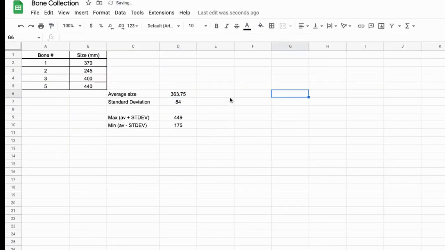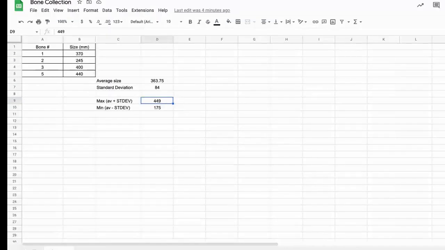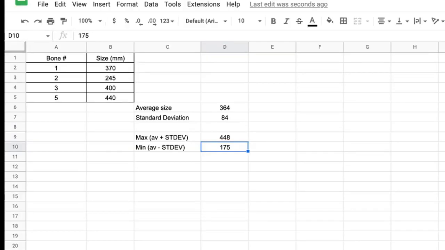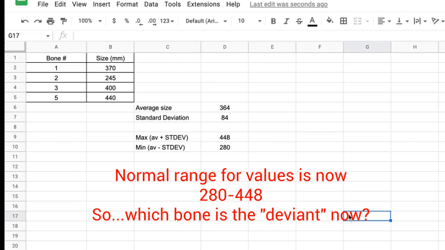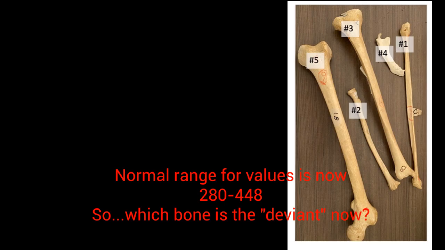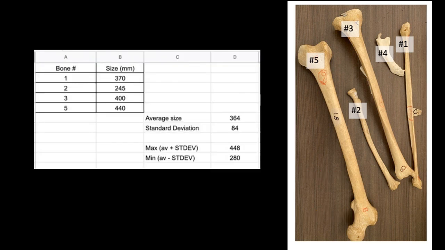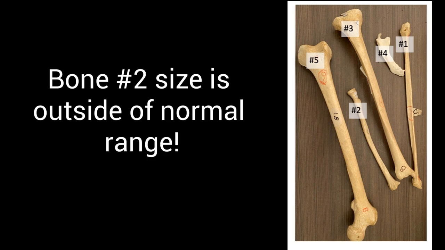Okay, so this is going to affect the normal range. So now I'm going to add the average plus standard deviation for my max value in the normal range. And I'm going to take the average minus the standard deviation to get the min value, just like before. So my normal range now goes from 280 to 448. So which bone is the deviant now? Let's look at the data. See what we can see. It looks like bone number 2 does not fall within the normal range. It's outside. The size of the bone is outside the normal range.